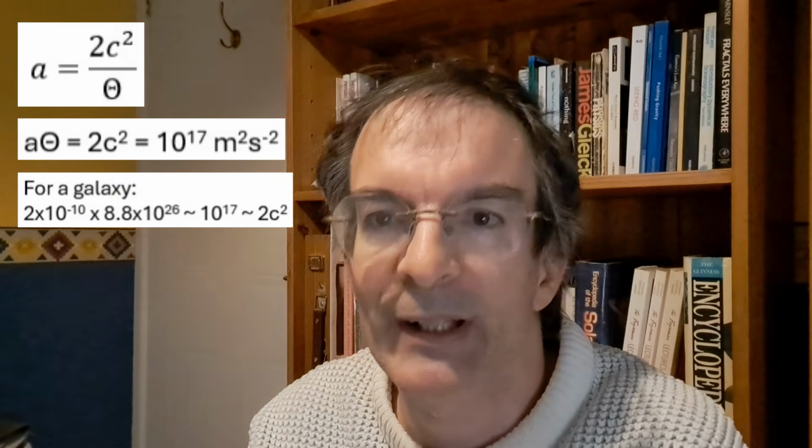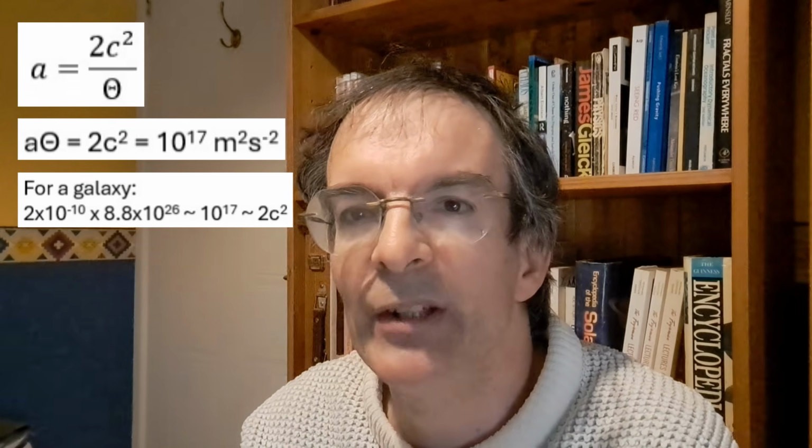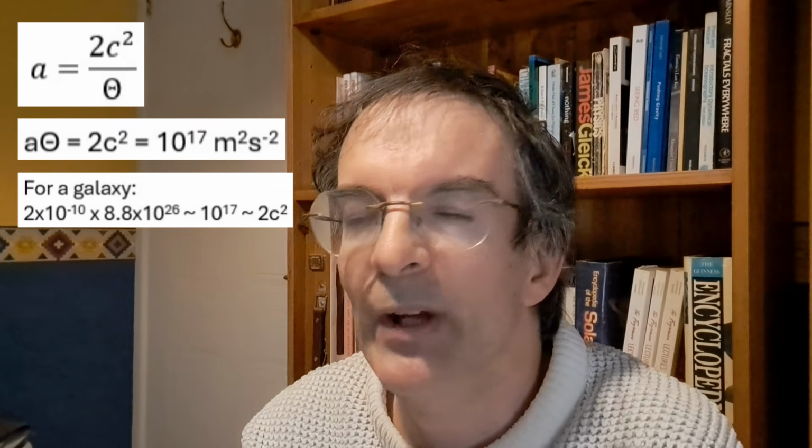So for a star at the galaxy's edge, the acceleration we know is about 2 times 10 to the minus 10 meters per second squared, and the size of the cavity it's in, which is the whole cosmos, has the size of 8.8 times 10 to the 26 meters. So if you multiply the acceleration by the scale, you get about 10 to the 17, which is about 2c squared. So this works really well.